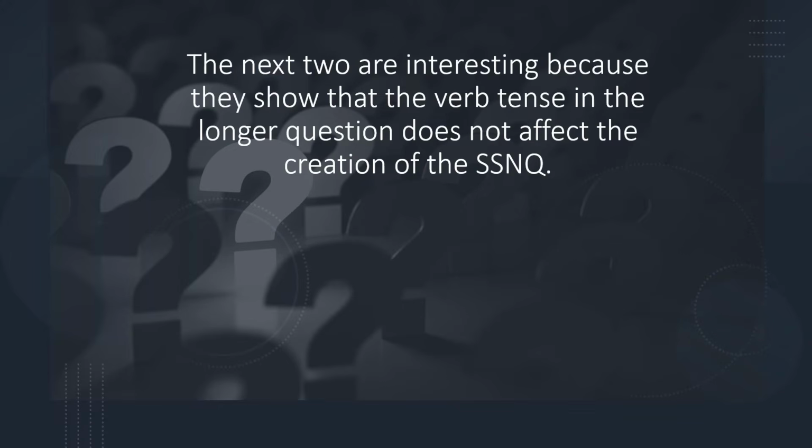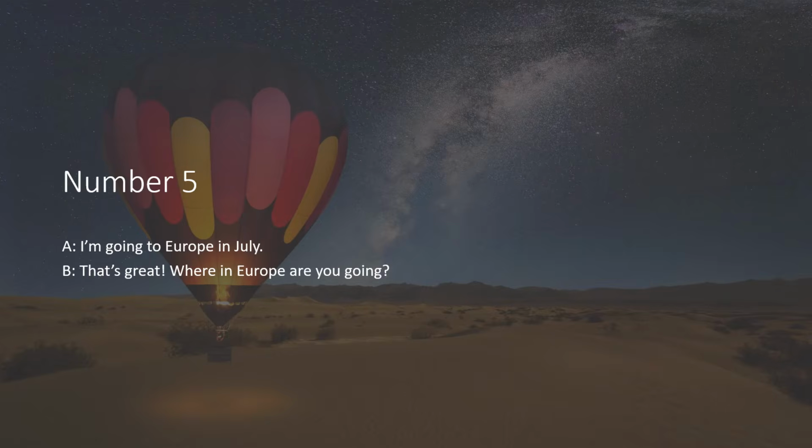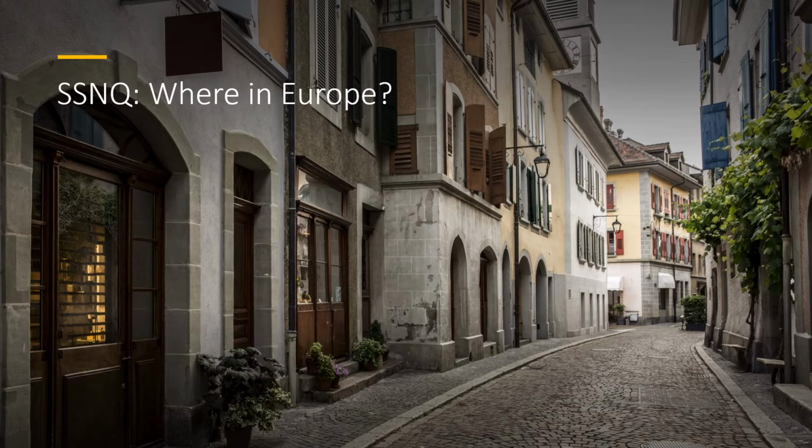The next 2 are interesting because they show that the verb tense in the longer question does not affect the creation of the SSNQ. Number 5, I'm going to Europe in July. That's great. Where in Europe are you going? Pause, take some time, see if you can figure out the SSNQ. It's really important to engage in this process and not just speed ahead to the result. There's value in struggling to figure out SSNQs using the 5 rules. And the SSNQ here is where in Europe?